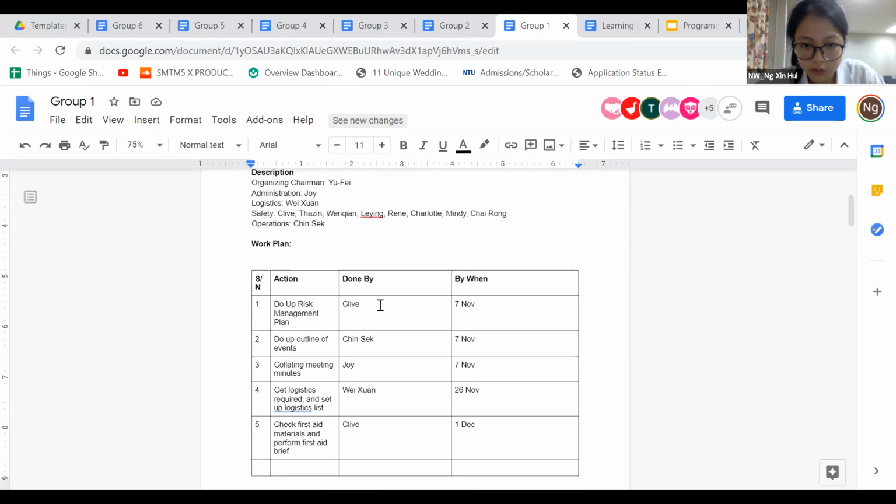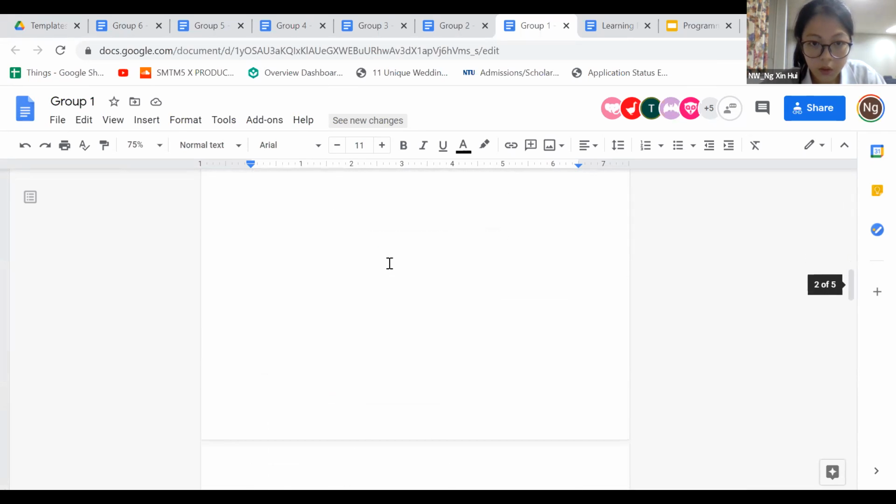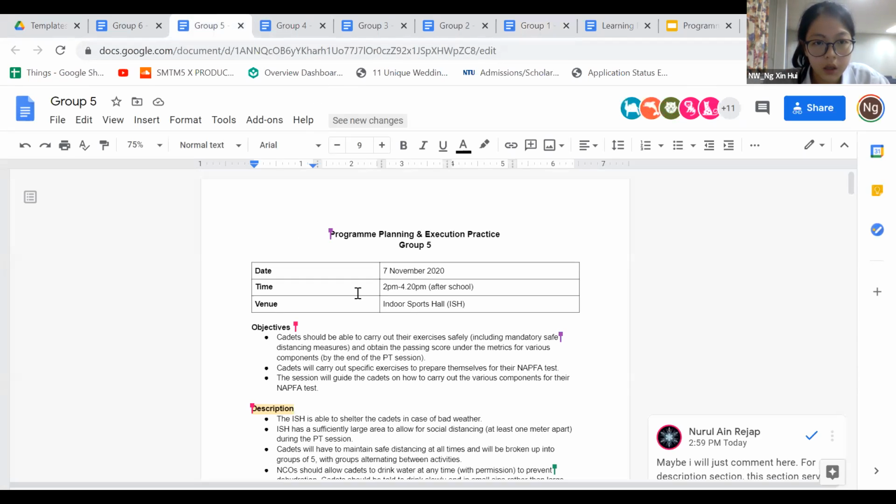So now I'll briefly move on to the action plan. I will continue with maybe group 1 first. I think group 1's action plan has very realistic timings given. For example, attendance taking, splitting groups up, 10-15 minutes. I think these are very good and realistic timings. Everything is pretty clear also. So now I'll jump over to group 5.